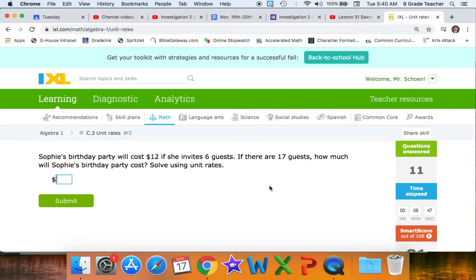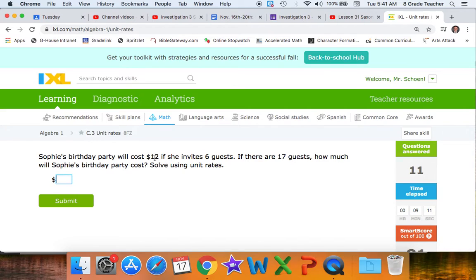So here's an example. Sophie's birthday party will cost $12 if she invites 6 guests. Say they're going somewhere, and it obviously is an admission price. You got to pay to get in. If there are 17 guests, how much will Sophie's birthday party cost? Well, how could you know if you don't know what the cost is per ticket? Well, right here you're given this unit rate problem, $12 per 6 people. How much will it cost for 17 people?